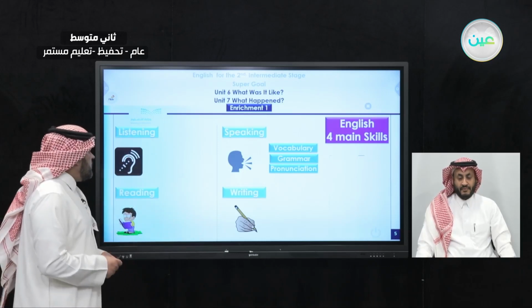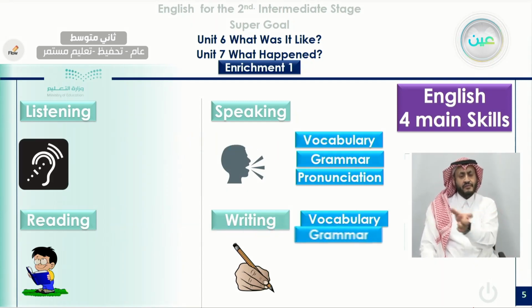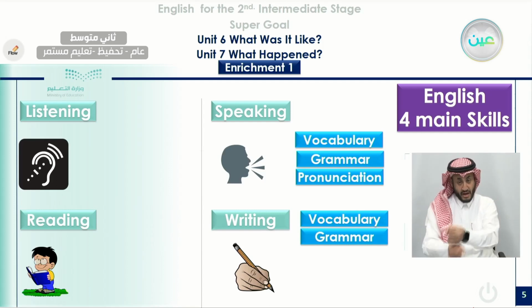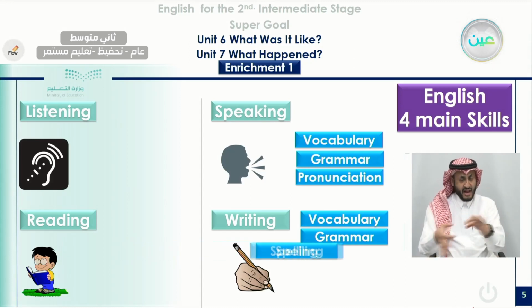When we come to the written skills that are reading and writing, also we have vocabulary. Okay, and when you improve your vocabulary in reading, you improve it also in writing. Grammar also, when you improve it in reading, you improve it in writing.